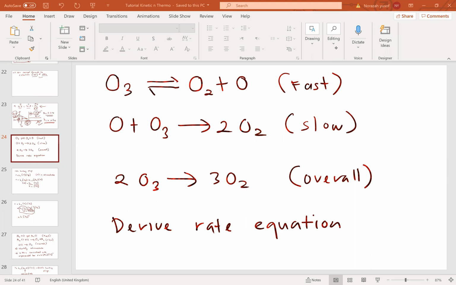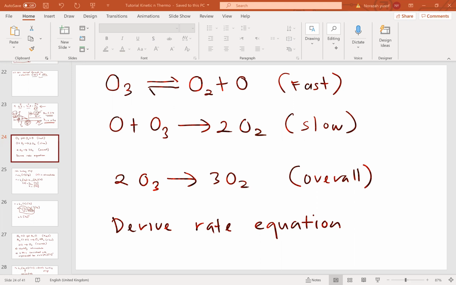This is the tutorial on referring to the question on proposed mechanism for decomposition of ozone. So this is a correction with regards to our discussion last week on kinetic tutorial. The last part of the question is about the rate equation based on the proposed mechanism.